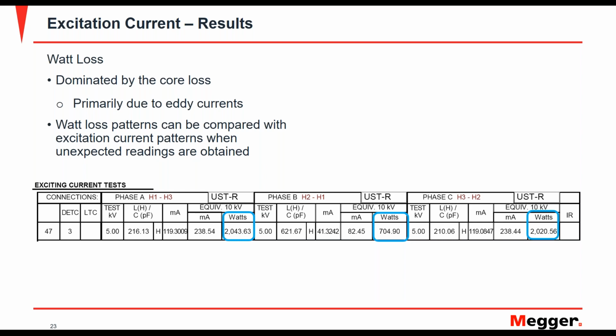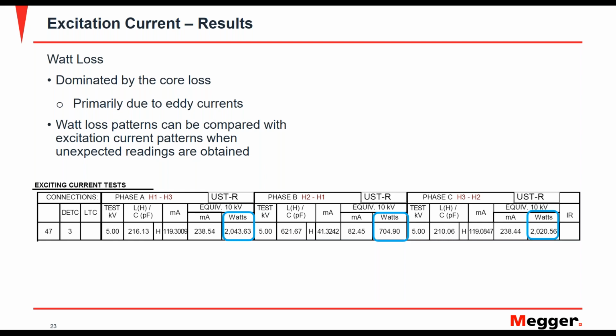Now, the other output we discussed at the beginning of the presentation was the Watts loss that's presented. This Watts loss is the energy used to establish the magnetic flux in the transformer, and that's generally dominated by core loss, which also includes eddy currents that are generated in the core. It is important to understand that Watts loss patterns are expected to be similar to the excitation current patterns. Of course, these are different quantities, one is current and the other is watts. However, you could expect to see the same high-low-high pattern even with Watts loss.